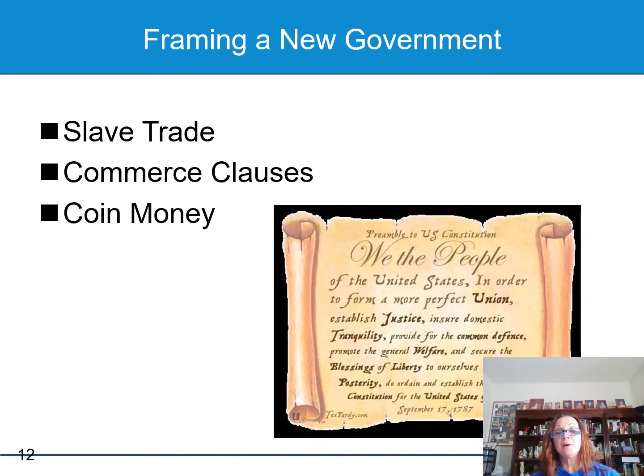Another major issue that had to be addressed at the Constitutional Convention was coining money. With having these 13, 14 different types of money operating out there, it was really hurting our economy. So the Constitution established that the federal government would have the exclusive power to coin money. So after the Constitution is ratified, there will be only one type of money, and that is the money that is created by the federal government. The states will no longer have that power.